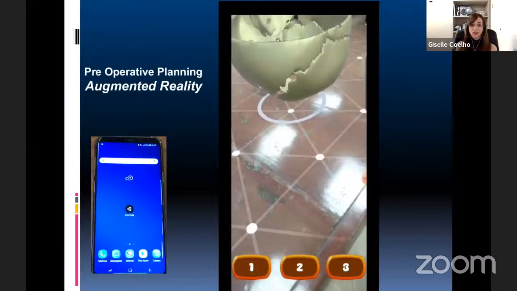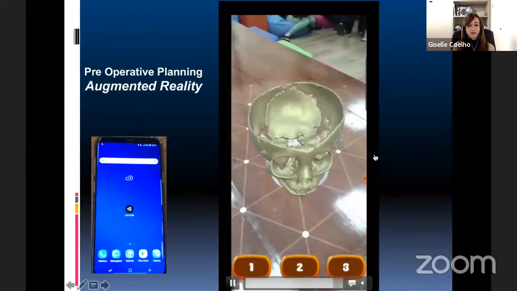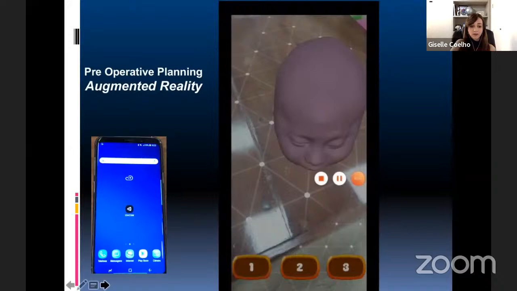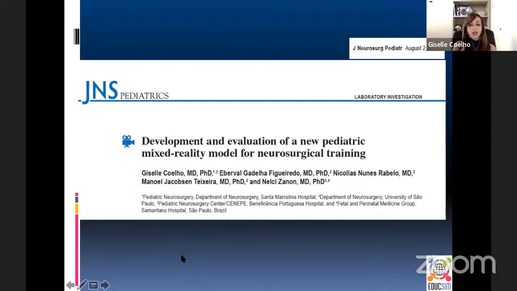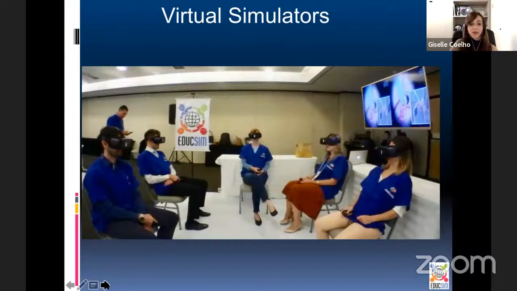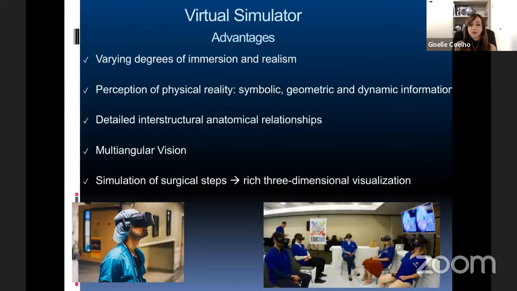And then I believe that soon it can also be used like a navigation tool, right? Soon. Here we published this case showing the importance of using the mixed reality model for neurosurgical training. And here we can use virtual reality in the courses, right? And we note the advantage of this kind of training. The virtual reality provides varying degrees of immersion and realism, a perception of physical reality with symbolic, geometric, and dynamic information, with detailed interstructural anatomical relationships, with multi-angular vision, and simulation of surgical steps with rich three-dimensional visualization.